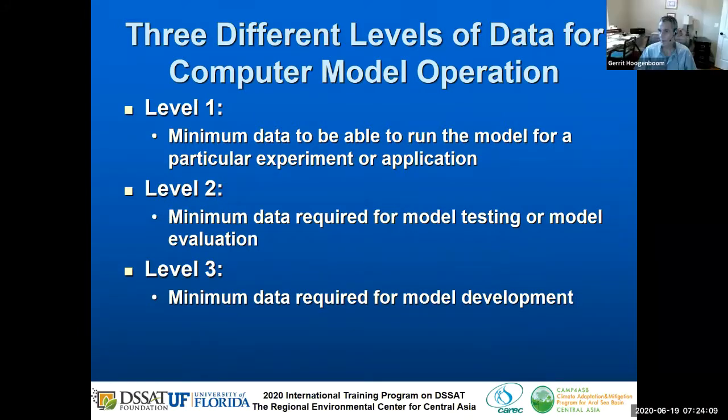So level 1 is the minimum data set that allows us just to run the model for a particular application.